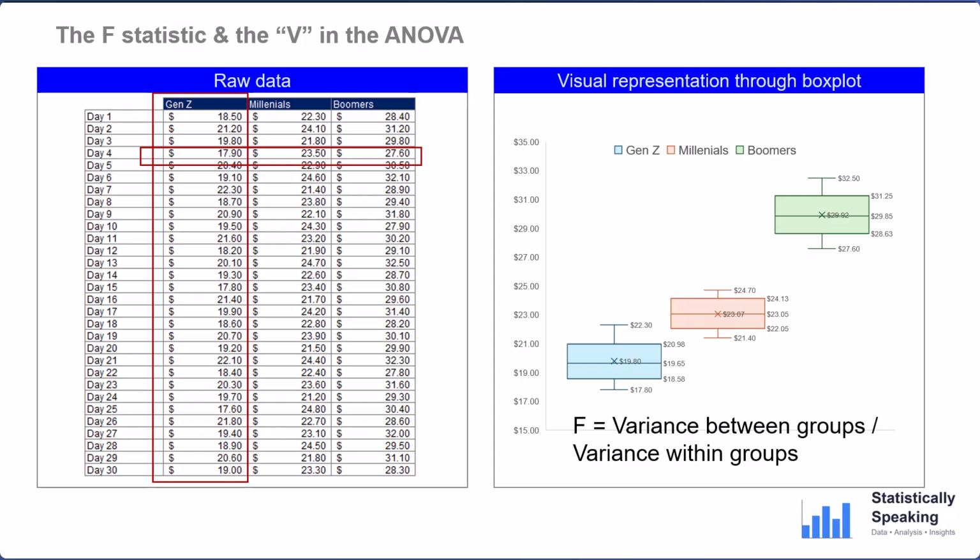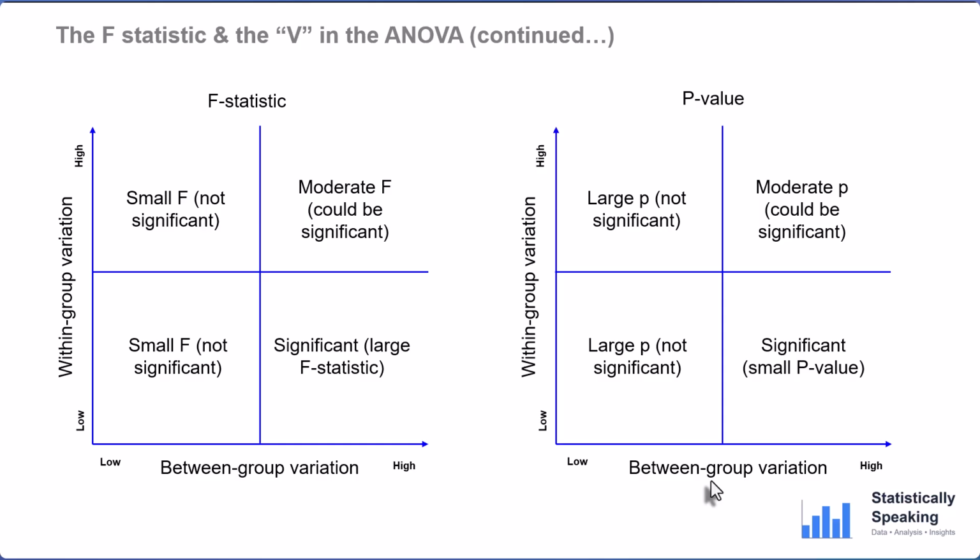And the F statistic, named again after Ronald Fisher, is a ratio. It measures the variance between groups and the variance within groups, and then it decides whether the difference is significant or not, right? Now, I want to discuss the F statistic and the corresponding p value.